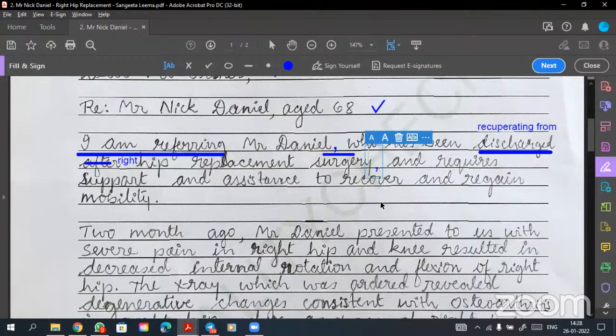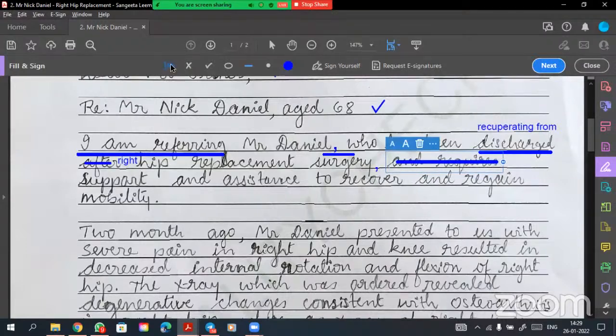Recovering will be only after the surgery, no? Yes. And recovery from the surgery only, no? Right. So discharge after also is correct. But who has been discharged is not right, it is being discharged, not finished. You have written it as completed. So we can write is being discharged. Who has been recuperating from right hip replacement surgery, comma, here requires. So you are referring, is being referred, you can say. Is being referred for, means requires.